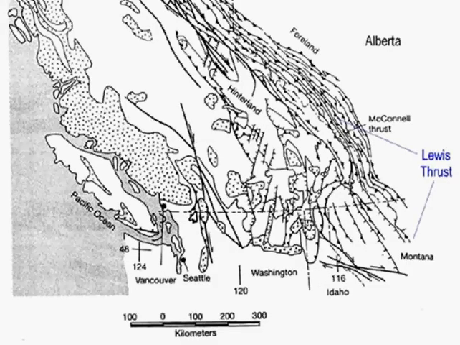Here's a map that shows the major thrust faults in the Canadian Rockies. The Lewis thrust lies between the red arrow and the green arrow. Between the green arrow and the yellow arrow, we have the McConnell thrust and several others that make up the leading edge of the Rocky Mountains.